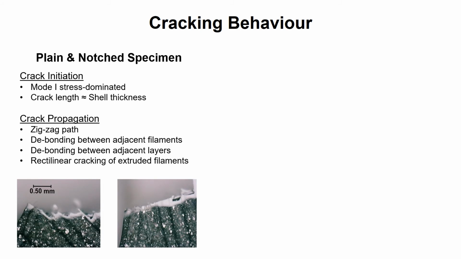Moving on to the cracking behavior of the specimens. The cracking behavior of plain and notched specimens are very similar. The crack initiation is governed by mode 1 stress, whereas the crack length is always approaching the shell thickness. Under the crack propagation phase, it is observed that a zigzag path is shown and can be summarized into three failure mechanisms, which are the debonding between adjacent filaments, debonding between adjacent layers, and the rectilinear cracking of extruded filaments.